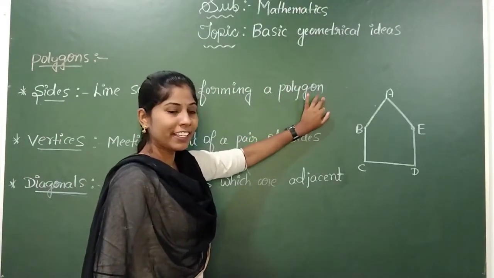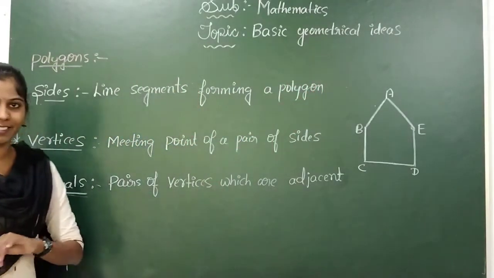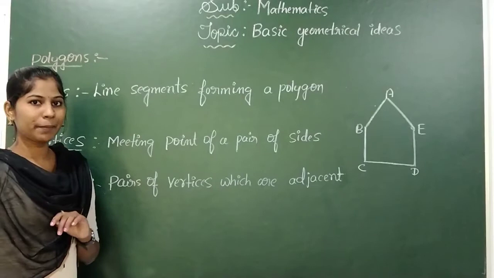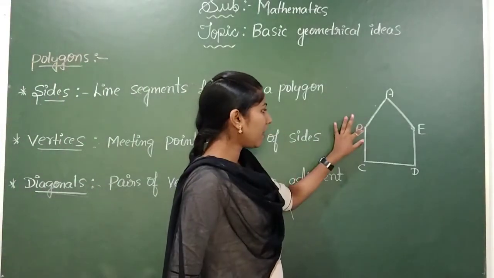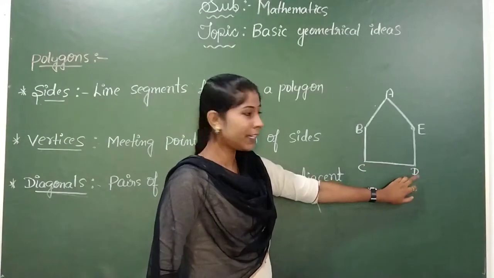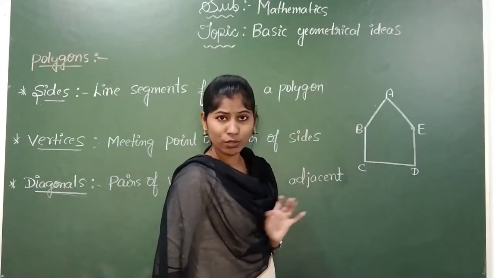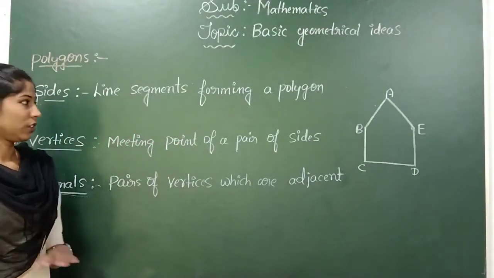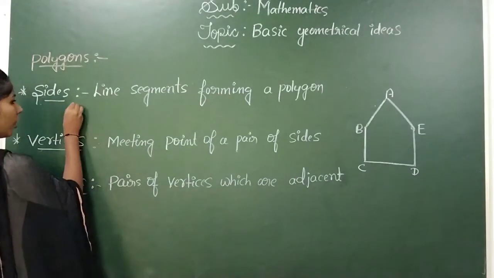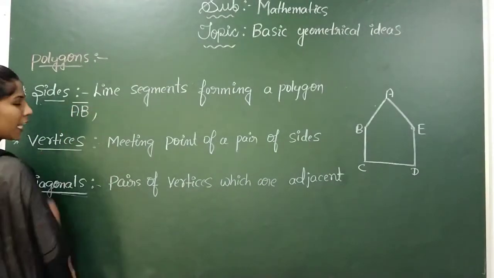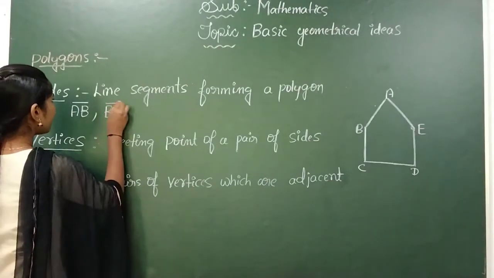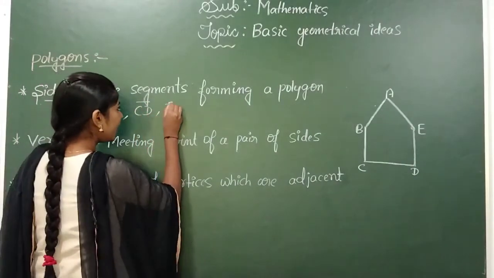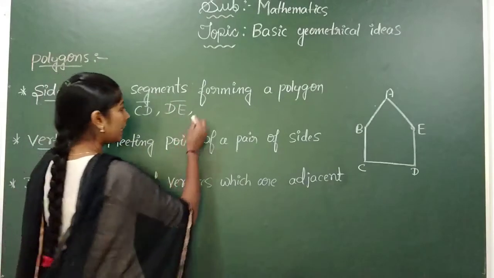What we can conclude finally is that this polygon is made by the sides. This polygon is made by line segments. Right? So which are the line segments? AB is a line segment, BC is a line segment, CD is a line segment, DE is a line segment, EA is also a line segment. These line segments are called the sides of the polygon. So which are the sides? The sides are AB, the next BC, next CD, DE and EA.